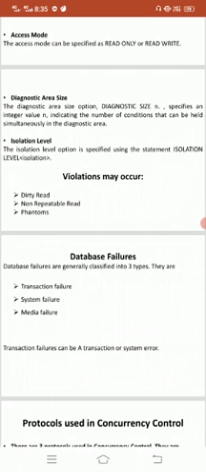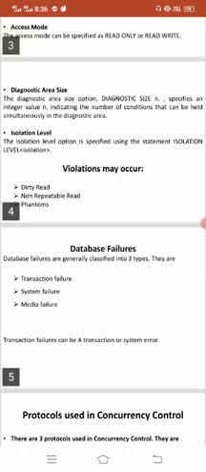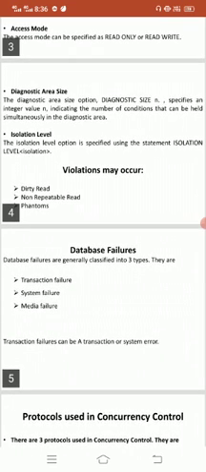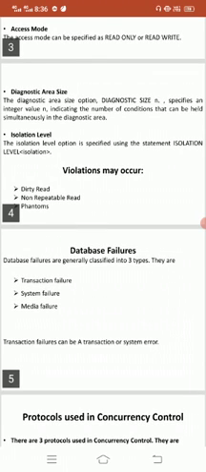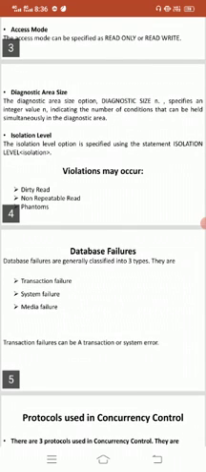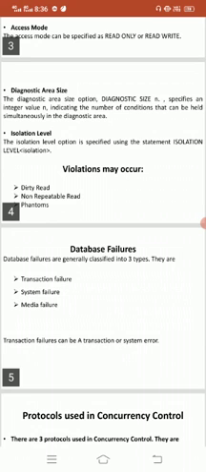Failures are generally classified into three types: transaction failure, system failure, and media failure. How many failures are there here? One is called transaction failure, system failure, and media failure. These three are called failures of database. It has three failures. Okay, fine.